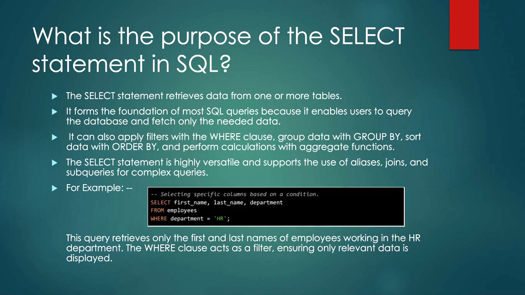So this select query retrieves specific columns like first name, last name, department from the employees table, and then we are even adding a filter by where clause, department equal to HR. So this is a simple select statement to retrieve particular columns from the employees table based on a filter condition.